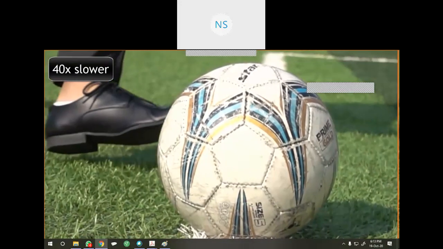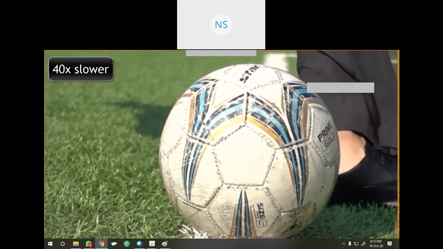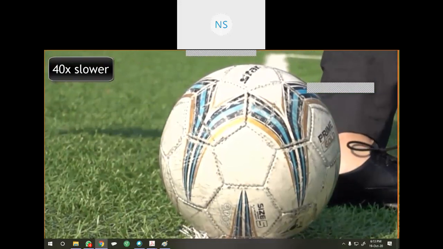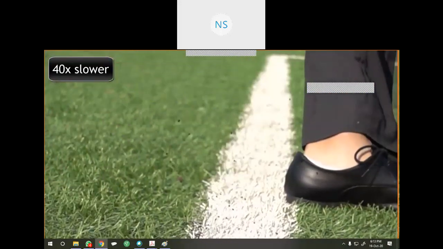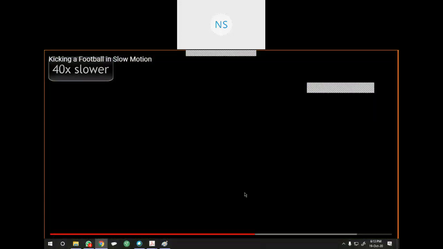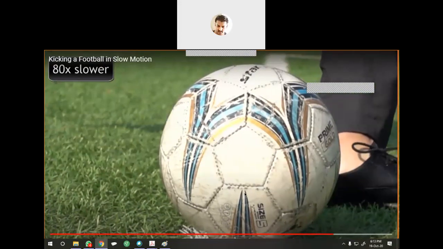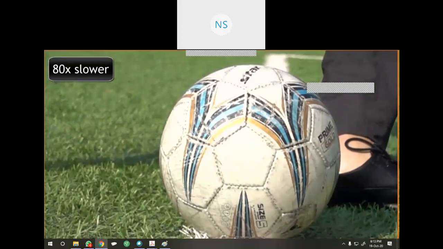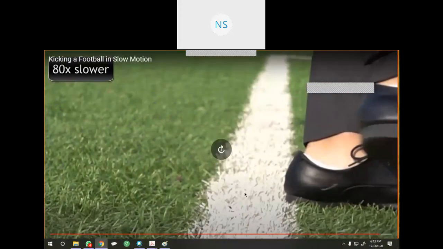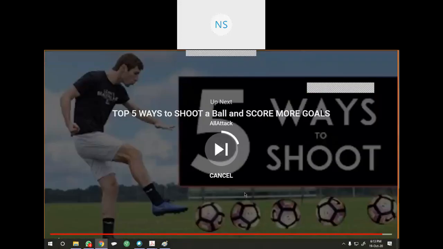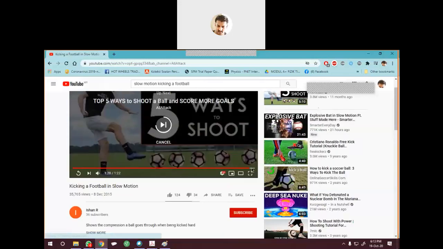Now you can see my screen, right? Did you see the shape of the ball changing? Yes. This is 80 times slower. Change or not? Yes, sir. So anything, because of inertia, that's why the shape changes.